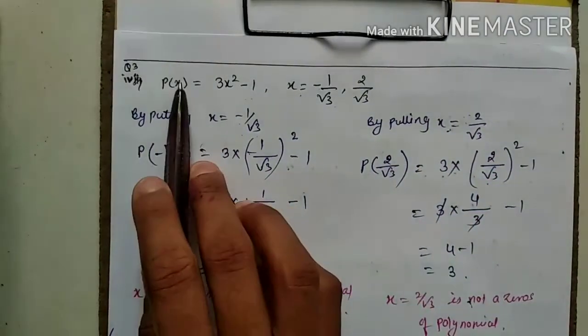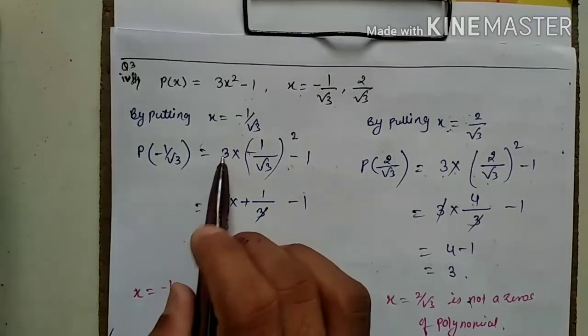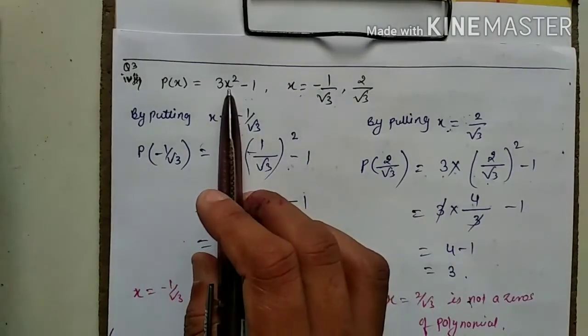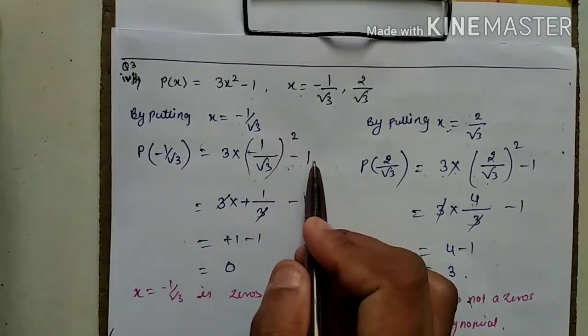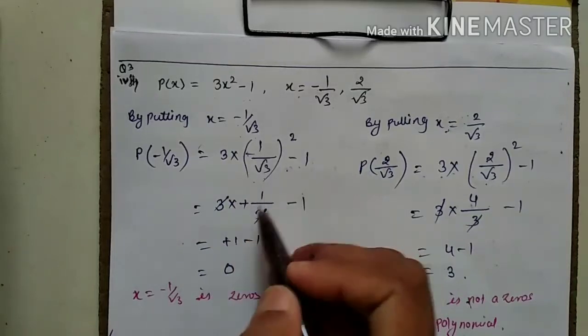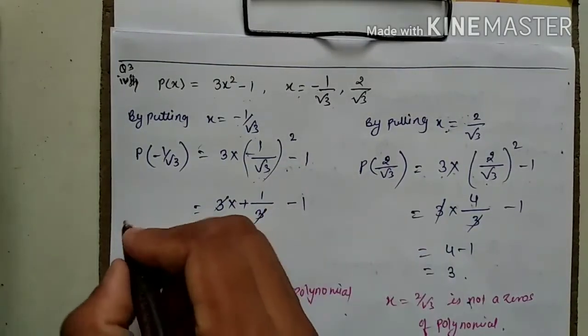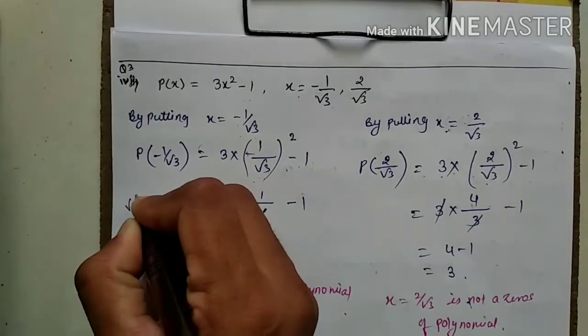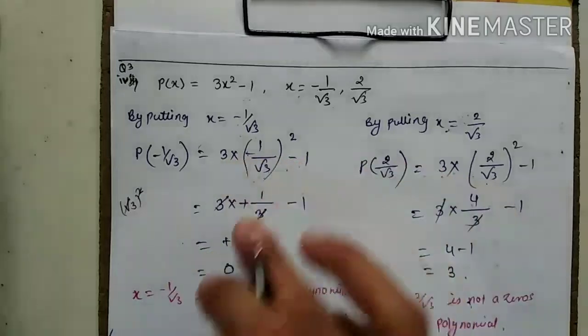On the place of x, what do I have to put? Minus 1 by root 3. So P of minus 1 by root 3 equals 3 into, on the place of x square, I will put minus 1 by root 3 whole square, minus 1. As you know, 1 square is 1. Root 3 square is 3. You have studied this in earlier classes. Root 3 squared, the square cancels with the root, and you will get only 3.